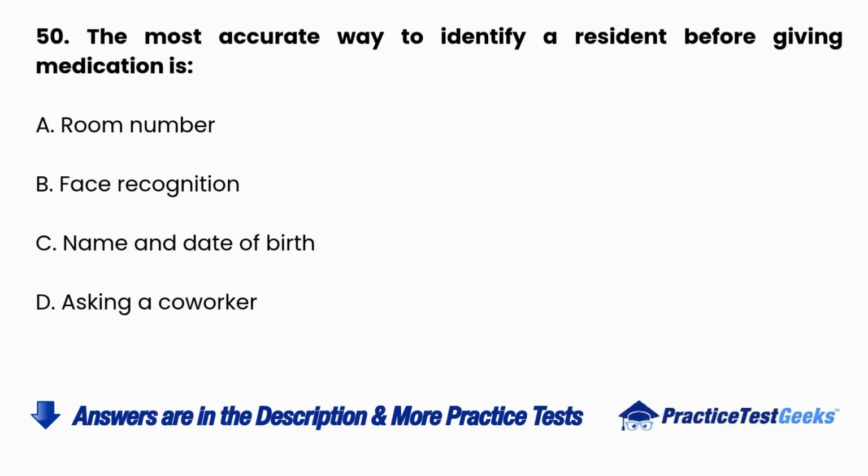50. The most accurate way to identify a resident before giving medication is A. Room number. B. Face recognition. C. Name and date of birth. D. Asking a coworker.